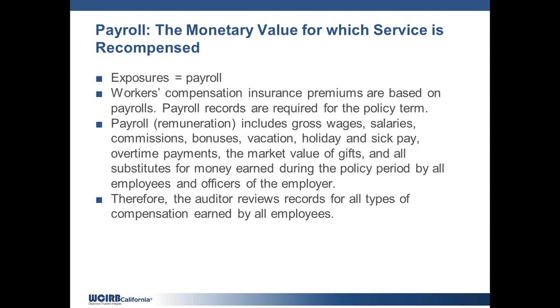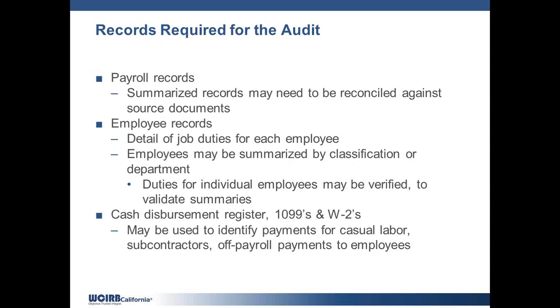Beyond records that summarize payroll information, such as the payroll journal or workers' compensation summary, the auditor should spot check summaries against original source documents, such as time cards, to validate accuracy. The auditor may need to review job descriptions or other documents to verify the job duties performed by individual employees, especially when groups of employees have been categorized for classification purposes. Additional records, such as cash disbursements and check registers, and W-2 and 1099 tax records, may be reviewed to ensure that all compensation amounts that must be included as payroll for workers' compensation audit purposes have been identified.